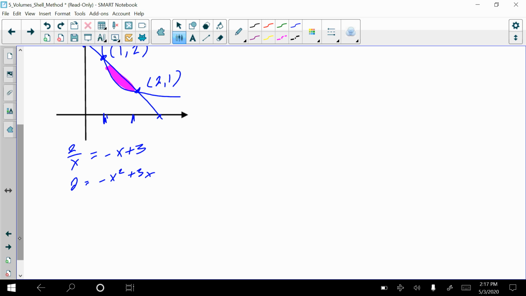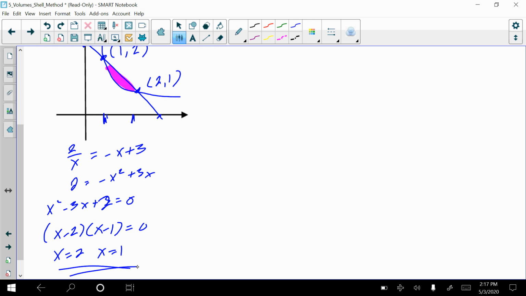So putting it in standard form, I'm going to have x squared minus 3x plus 2 equal to 0. And so when I factor it, I'm going to get x minus 2 and x minus 1. And that's where you can see that here I get x equals 2, here I get x equals 1, and that's where the interval of 1 to 2 is going to be. So there's my interval.